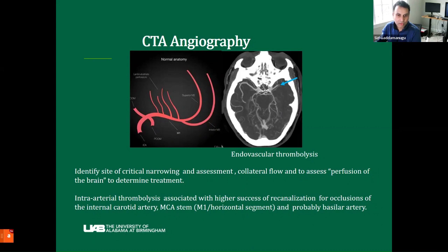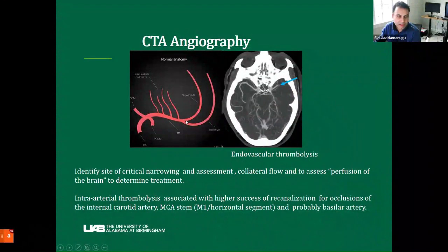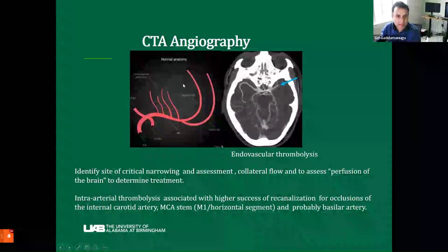You also want to identify collateral flow in patients when you do a CT angiography. So intraarterial thrombolysis or mechanical thrombectomy is performed for occluded ICA and only M1, or the horizontal segment. Okay, so the definition of M1 is the horizontal segment of the middle cerebral artery. Once the middle cerebral artery takes a vertical course in the Sylvian fissure, that is the M2.